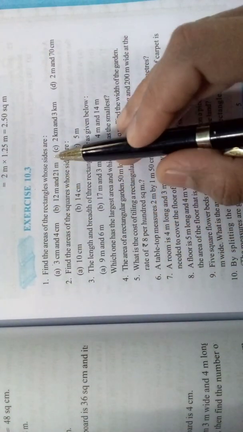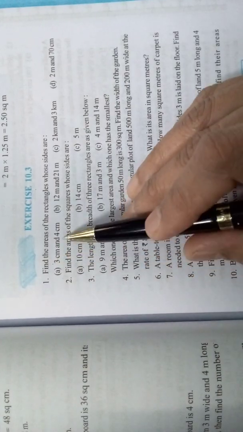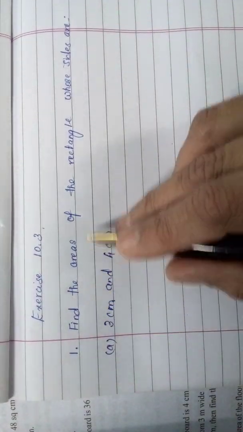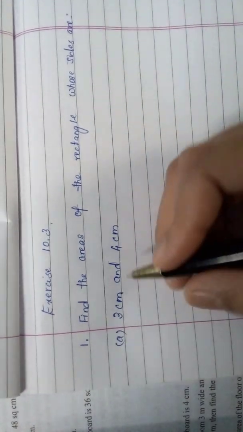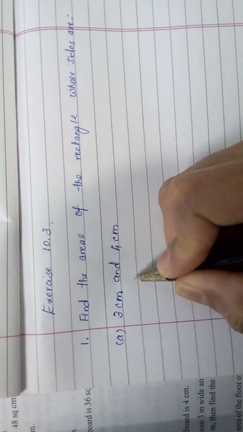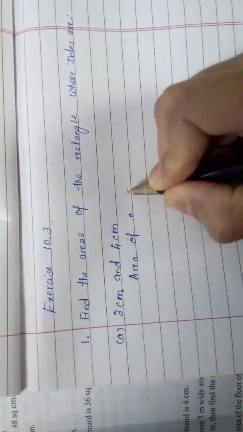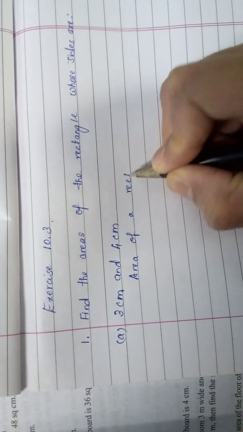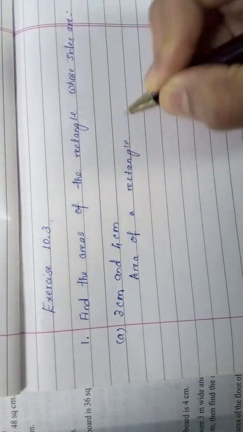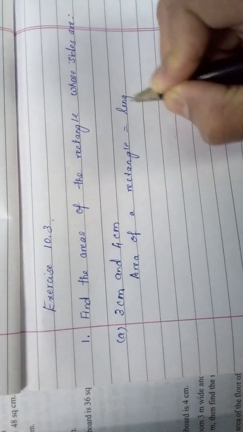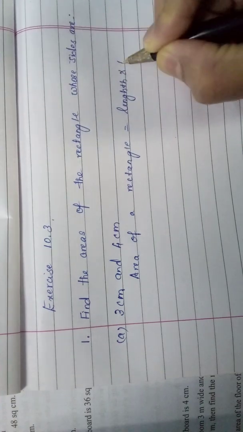See the first sum, exercise 10.3: find the areas of the rectangles whose sides are 3 centimeter and 4 centimeter. Come, we will do the first sum in our class work. Look here, write the question like this. Find the area of the rectangle whose sides are given. So, what we should do? We should find the area. We know the formula, no? Area of a rectangle. Write the formula first, is equal to length into breadth.